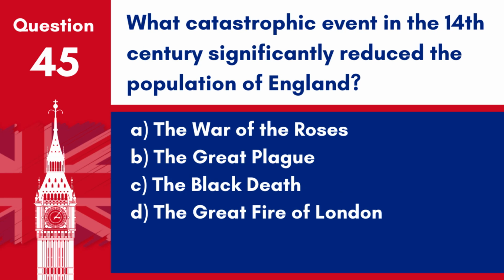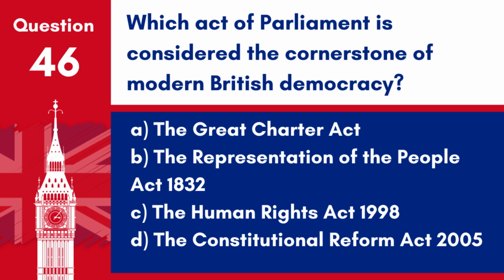Question 45. What catastrophic event in the 14th century significantly reduced the population of England? A. The War of the Roses. B. The Great Plague. C. The Black Death. D. The Great Fire of London. Answer. C. The Black Death. The Black Death, a devastating global epidemic of bubonic plague that struck Europe and Asia in the mid-14th century, significantly reduced England's population.